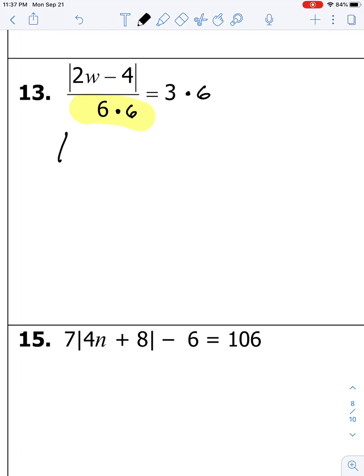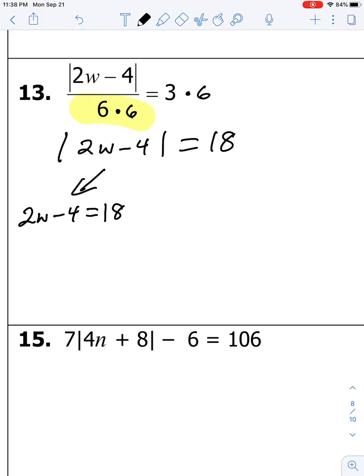All right, so we get the absolute value of 2w minus 4 now equals 18. Okay, and now we're ready to go. So meaning take what's on the inside, write it down, set it equal to what's on the other side. Take what's on the inside, write it down again, but set it equal to the negative of what's on the other side. And now you've got your two equations.